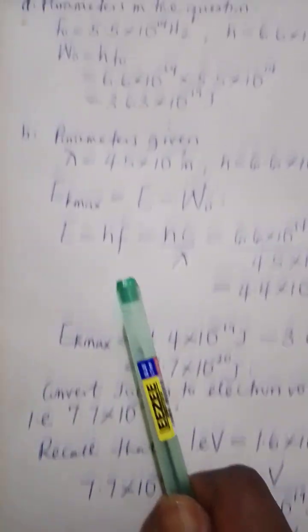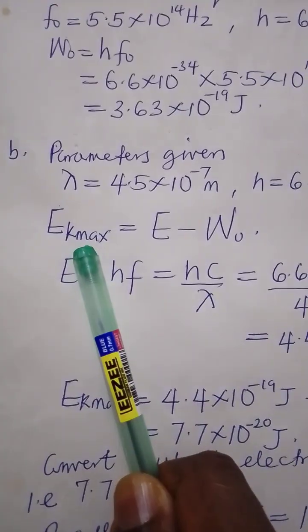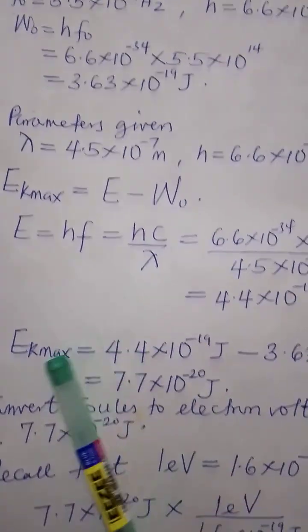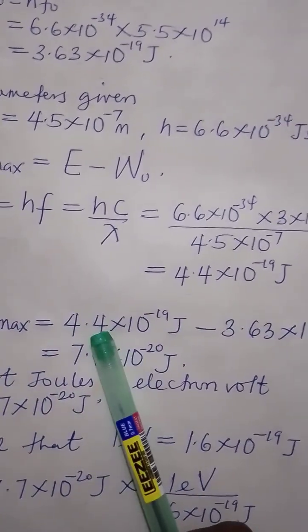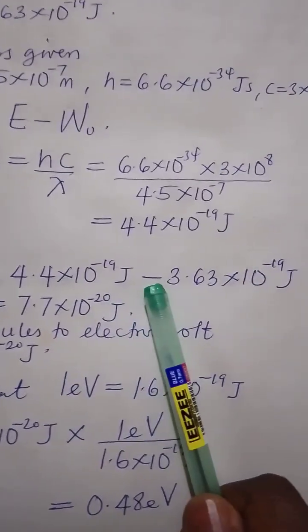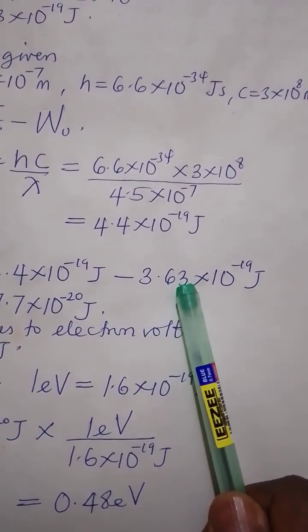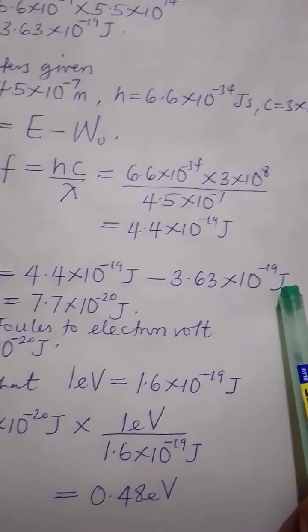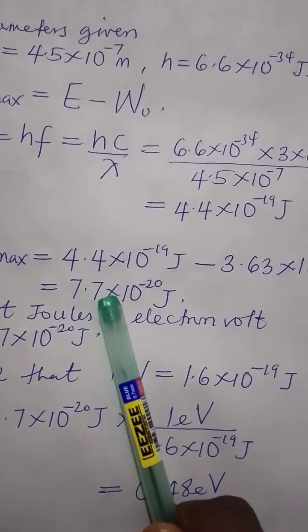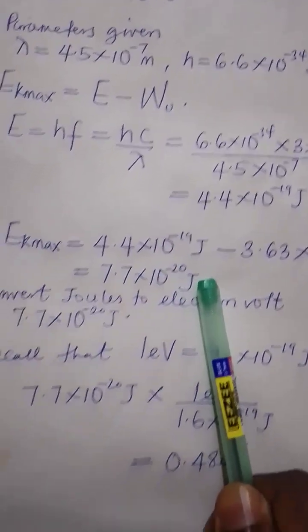Again, don't forget that our EK max is photon energy minus the work function. So EK max is 4.4 times 10 raised to the power minus 19 joules minus 3.63 times 10 raised to the power minus 19 joules. If you resolve this properly, you end up with 7.7 times 10 raised to the power minus 20 joules.